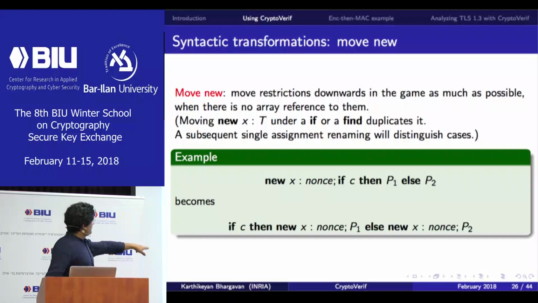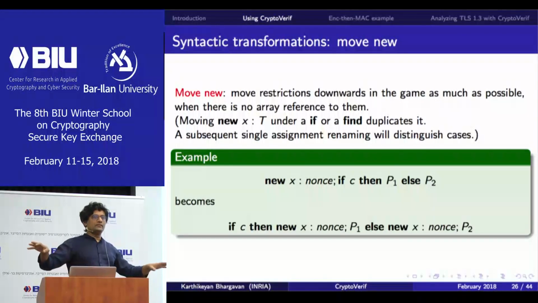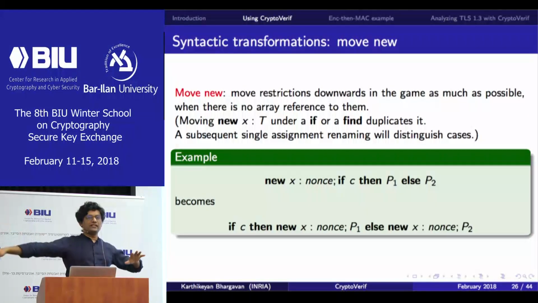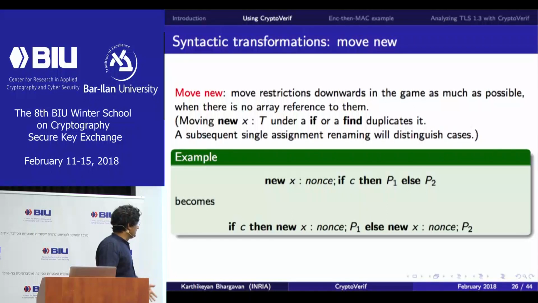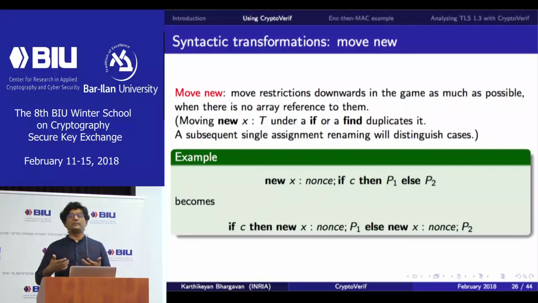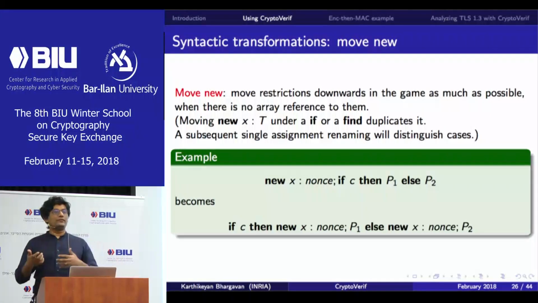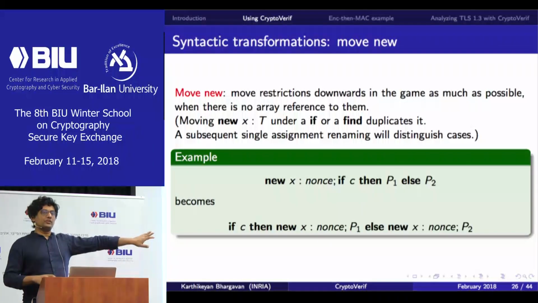The last kind of syntactic transformation that's interesting is that if you're generating a fresh nonce like X, and then you do a conditional after that, if C then one branch, else another branch, then you might be able to move this random nonce generation into the two branches. And this helps in many cases, because if the condition is false, then you might be able to get rid of the entire branch in one direction.